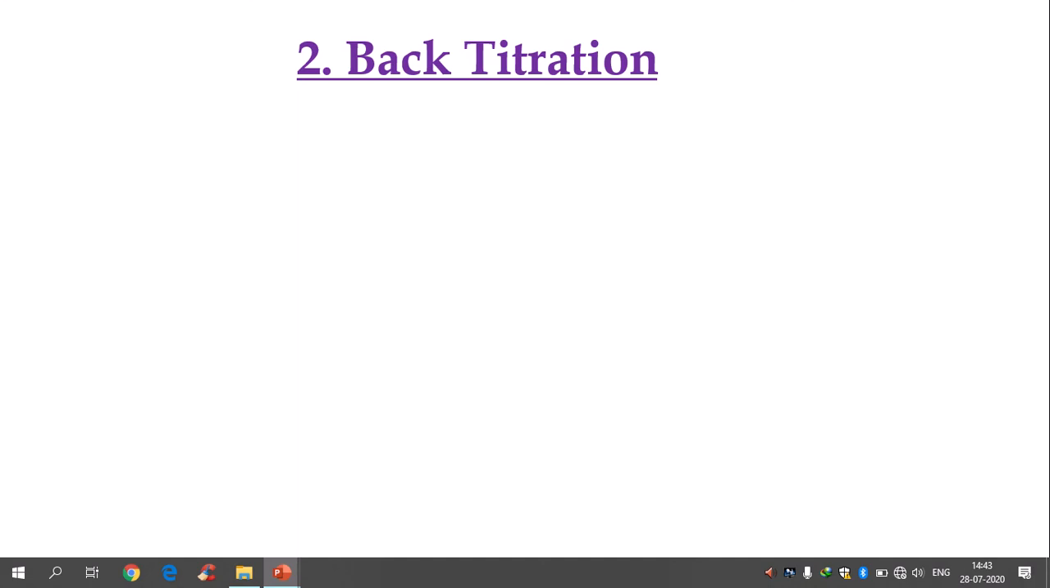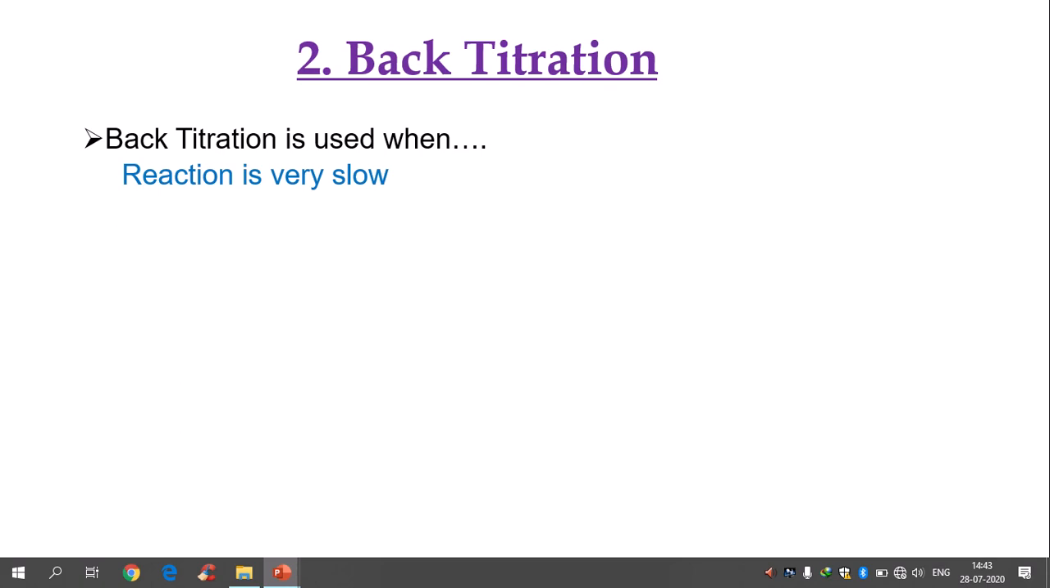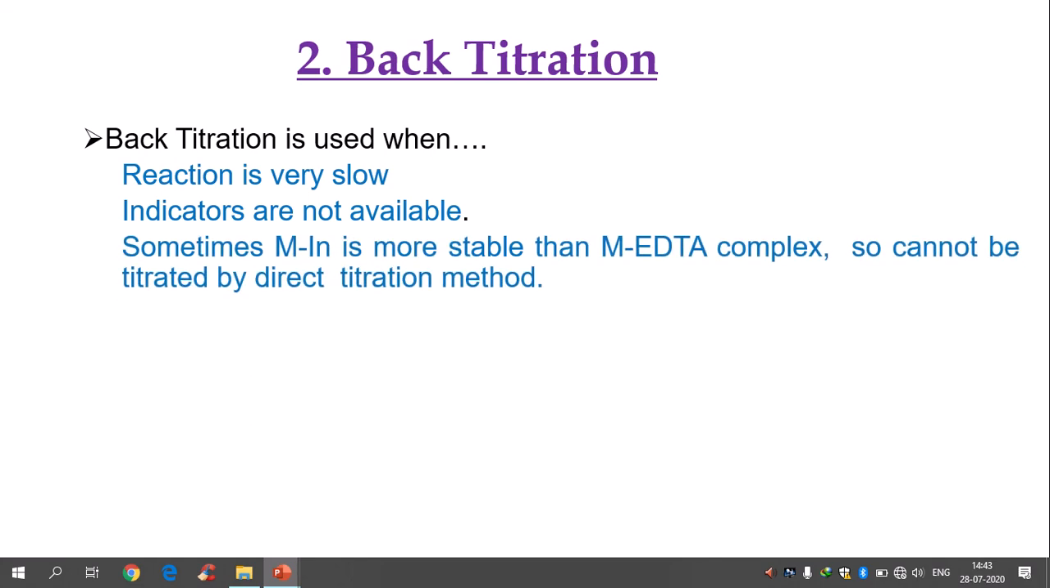The second method is the back titration method. Back titration method is required when the reaction is very slow, or when indicators are not available which give the formation of a complex. Or sometimes it happens that the metal-indicator complex is more stable than the metal-EDTA complex. So it cannot be titrated directly by the direct titration method. So in these conditions, we require the back titration method.